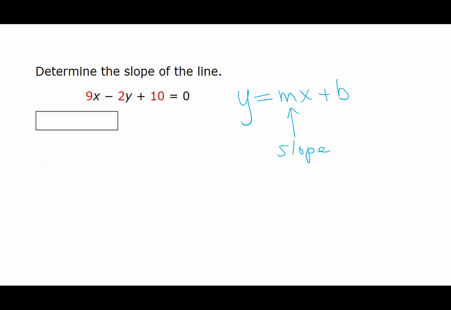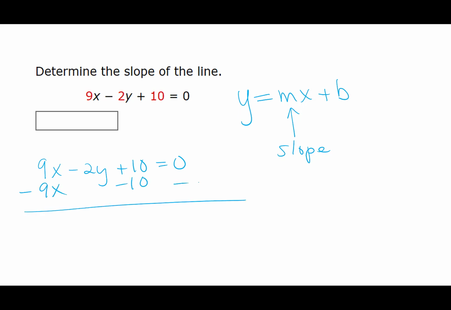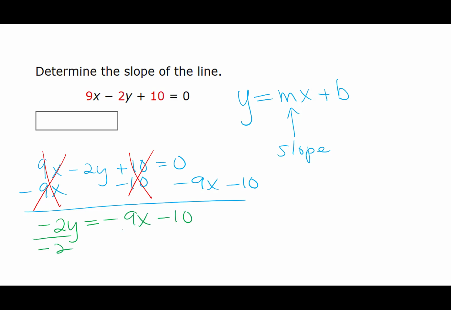So I'm going to take this equation, 9x minus 2y plus 10 equals 0, and rearrange the parts until it looks like the slope-intercept form. So I will subtract 9x and 10 from both sides. I'm going to do that at the same time. The 9x cancel and the 10s cancel. This leaves me with negative 2y equals, I don't need that 0 anymore because now I have the negative 9x and negative 10. Next, divide everything by negative 2.